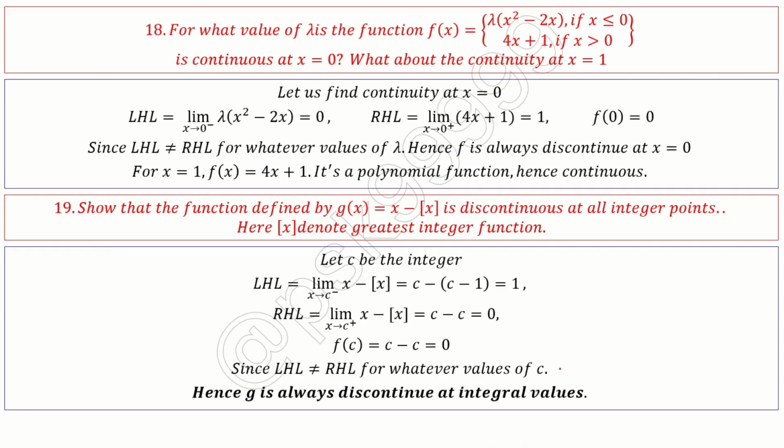C is any integer. For LHL, limit x extends to c minus of x minus gif of x is nothing but c minus (c minus 1), because x is slightly less than c. So gif of c minus is nothing but c minus 1. It will go to the previous integer value, correct? So c minus (c minus 1), which is 1. RHL is nothing but limit x extends to c plus of x minus gif of x, which means it is c minus c. It is c plus, so this will always fall under c integer value, which is 0.